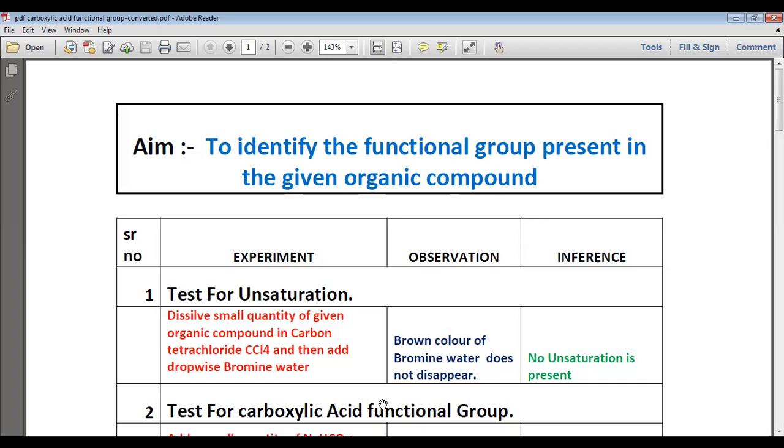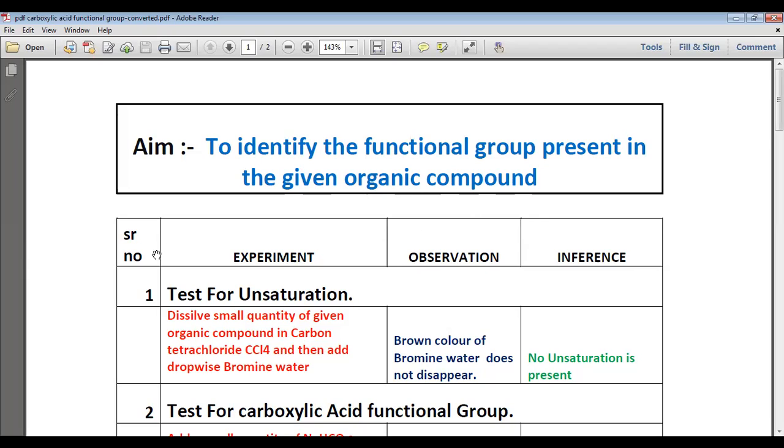Today we want to study about the organic analysis. The aim of the experiment is to identify the functional group present in the given organic compound.